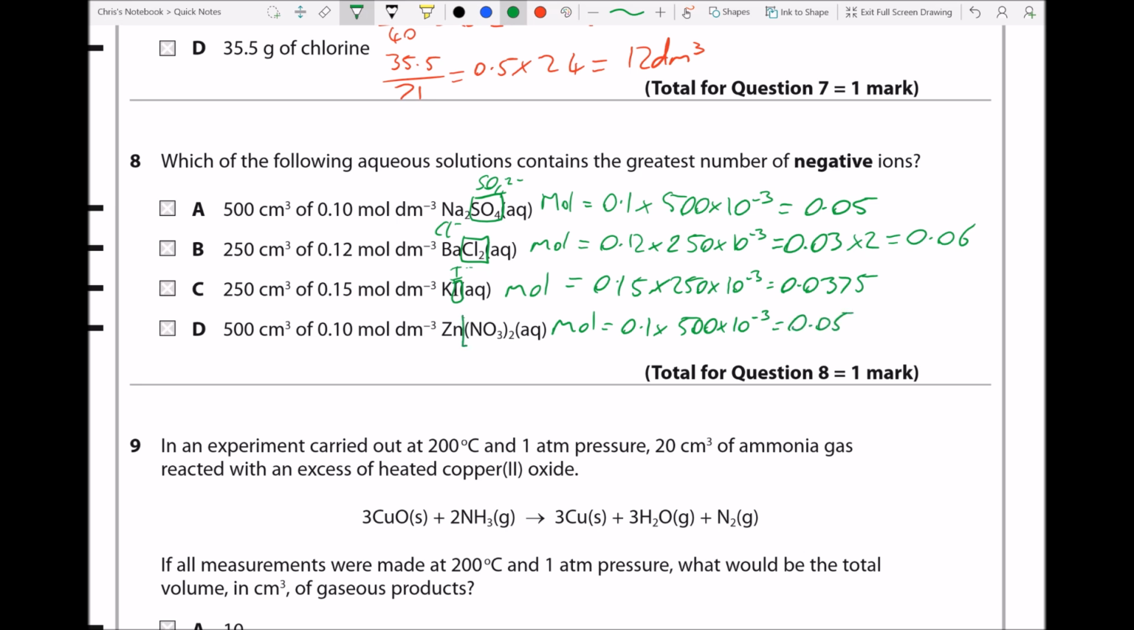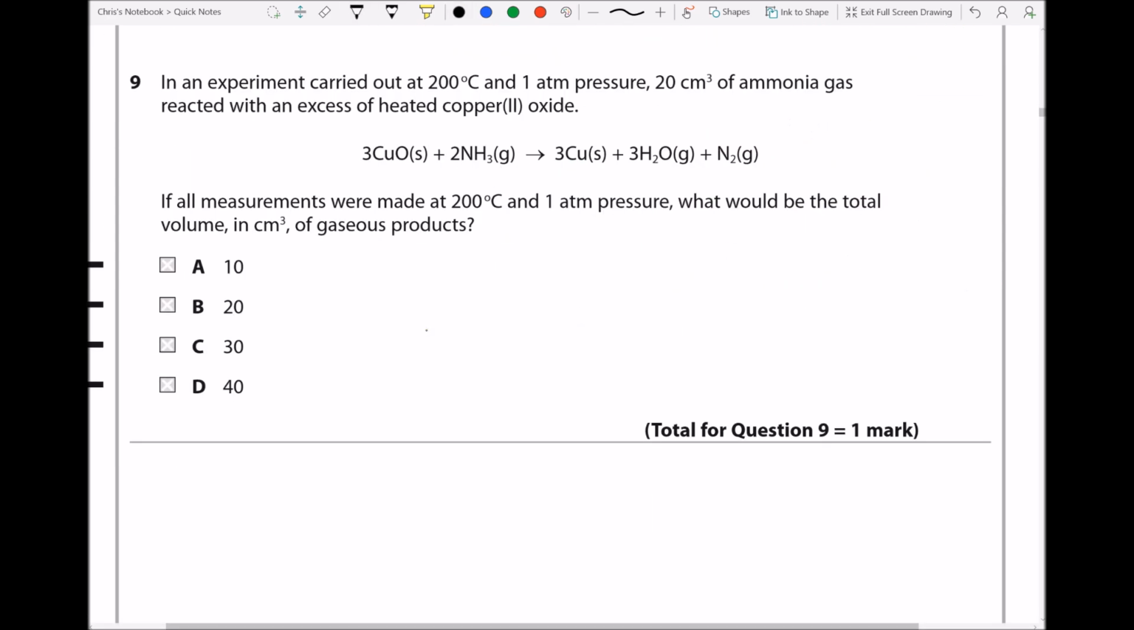Now, this bit is a nitrate ion. Nitrate is NO3 2-, but we've got two of them. So we'll have to multiply that by 2 to get the number of moles of the negative ion. And that's going to give us 0.10 moles. Now, if you look at the answers here, we've got 0.05, 0.06, 0.0375, and 0.1. This one is obviously the biggest one, so the answer to this one is D. Okay, a lot of work with that one, as you can see.